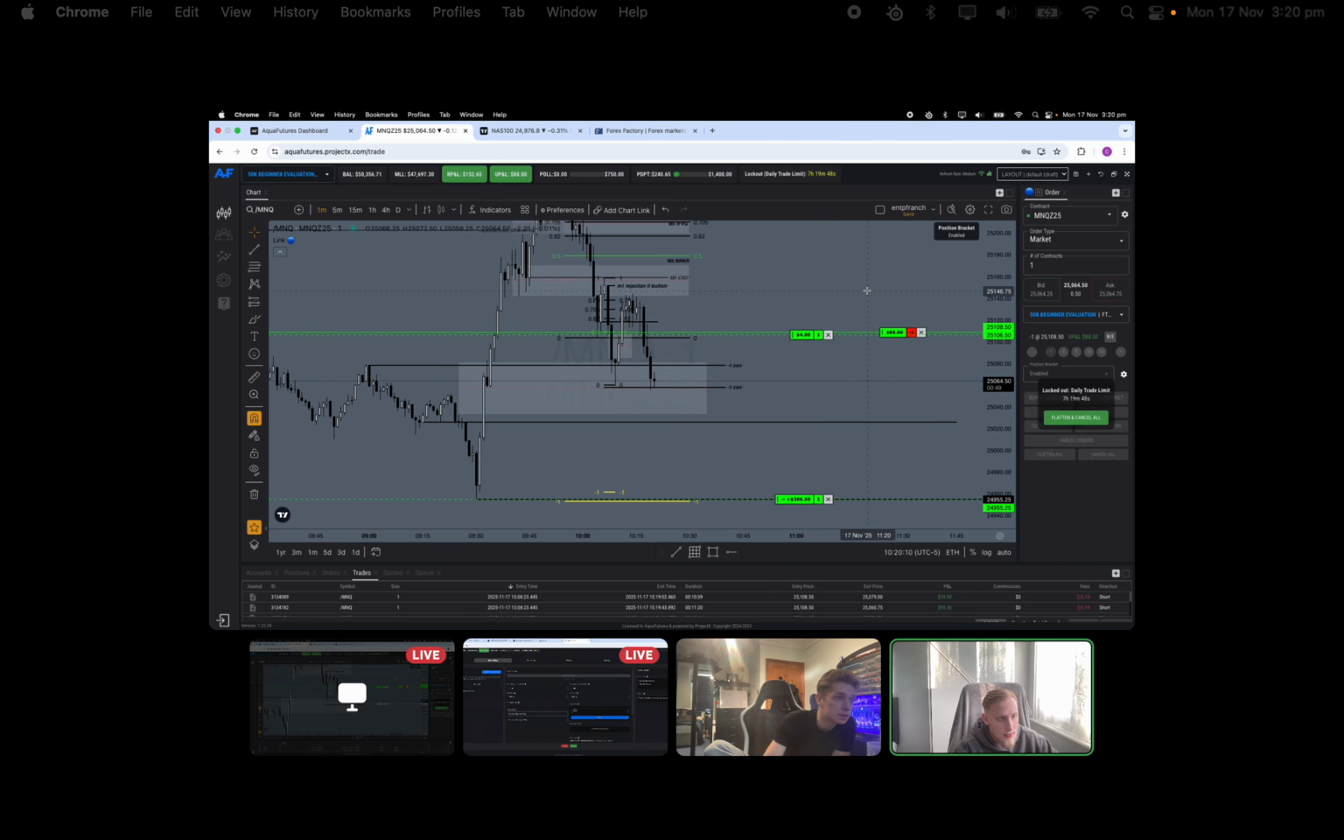MNQ. So you have micros and you have minis, and minis are worth 10 for every 1 micro. So basically, if you've got a 100k account or a 300k account, you'll need to use minis because otherwise you'll be using like 30, 40, 50 micros for the same position. So it just makes it a bit simpler.